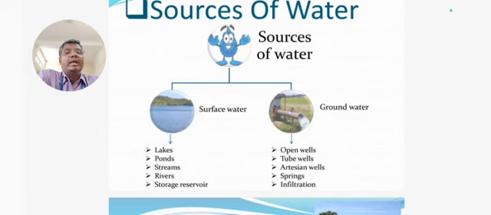So these are all the examples of the surface water: lakes, ponds, streams, rivers and storage reservoirs all come under surface water. And for the groundwater, the open wells and tube wells, nothing but the bore wells, and the artesian wells, springs and infiltration galleries all come under the groundwater. So let us discuss one by one.